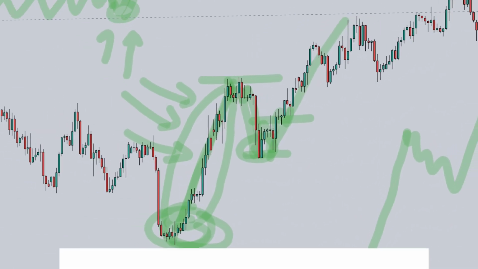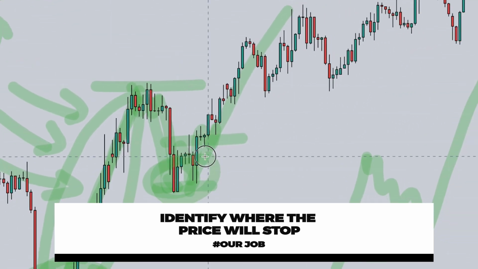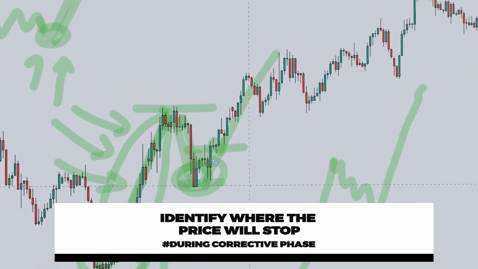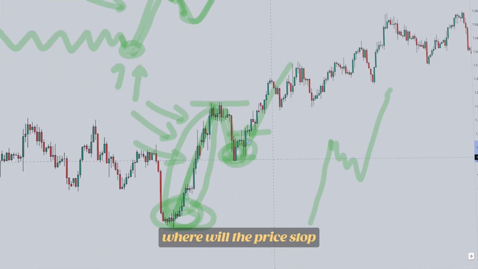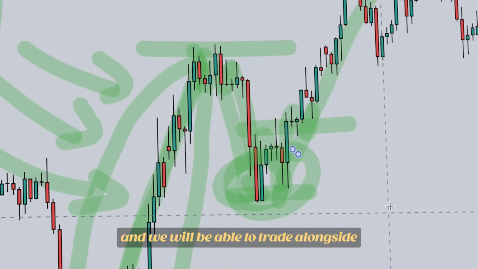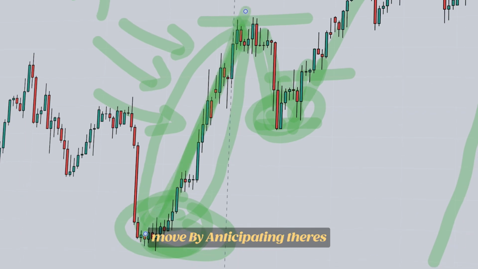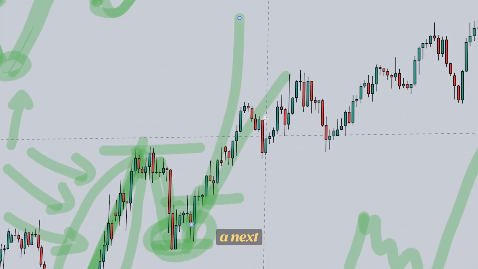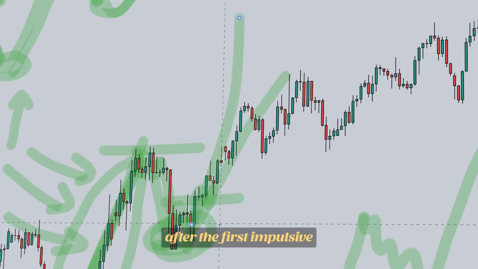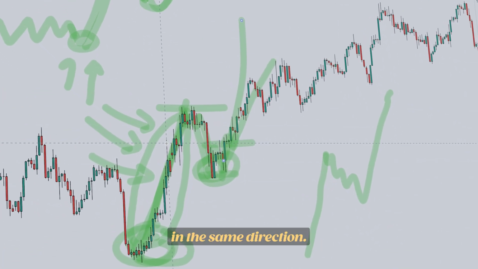So our job right now is to identify where the price will stop during the corrective phase. If we're able to identify where the price will stop during the corrective phase, guess what? We will have a very high probability entry and we will be able to trade alongside the big momentum movement, by anticipating there's a next impulsive movement coming after the first impulsive move is formed and they are going to go in the same direction.